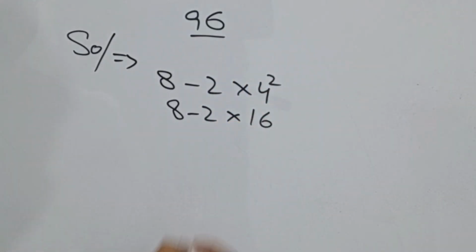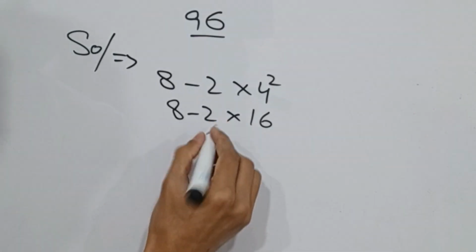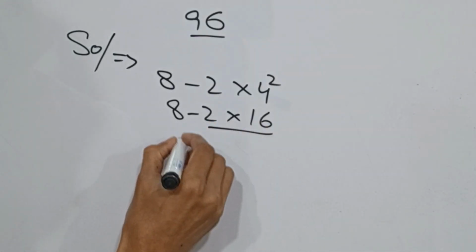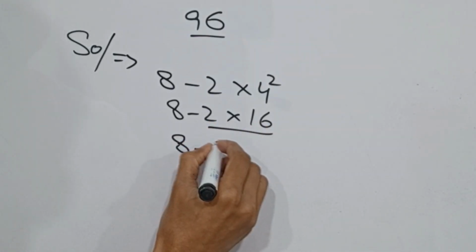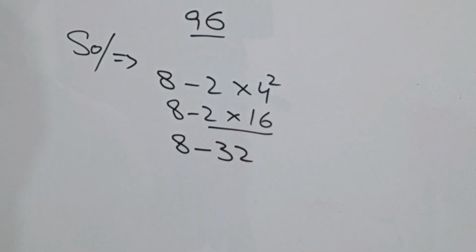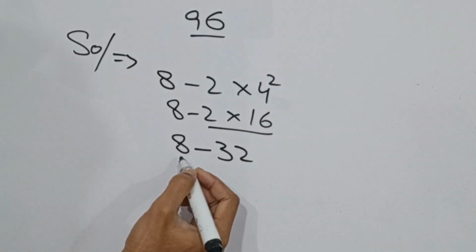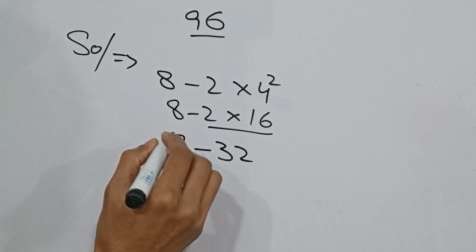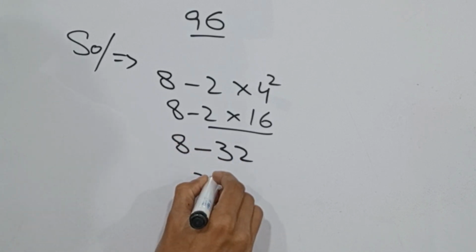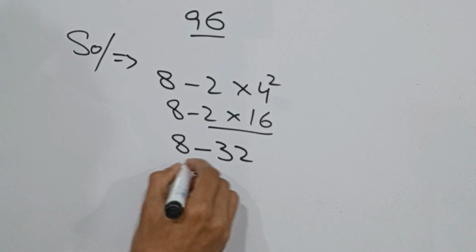Yes. Now step 3, multiply, right? 2 times 16 equals 32, right? Now 8 minus 32 equals minus 24.